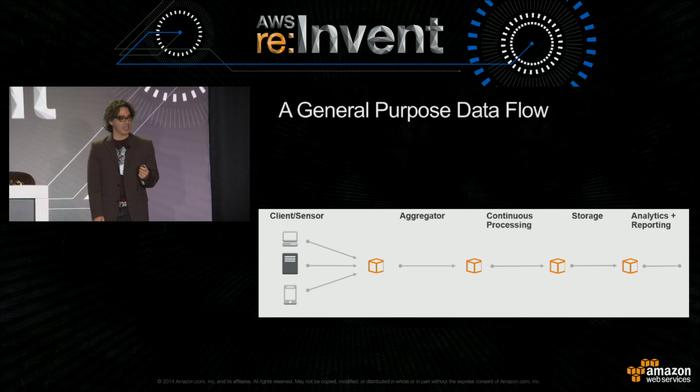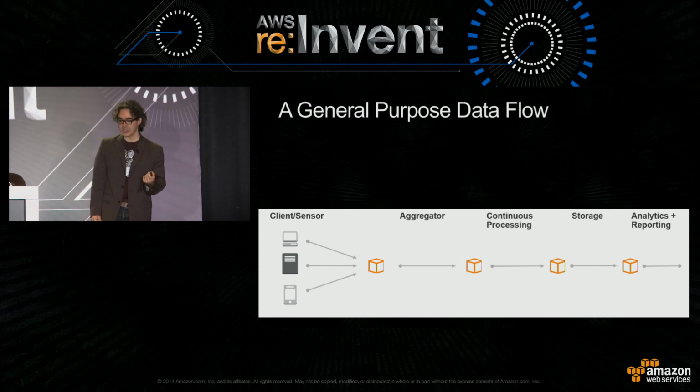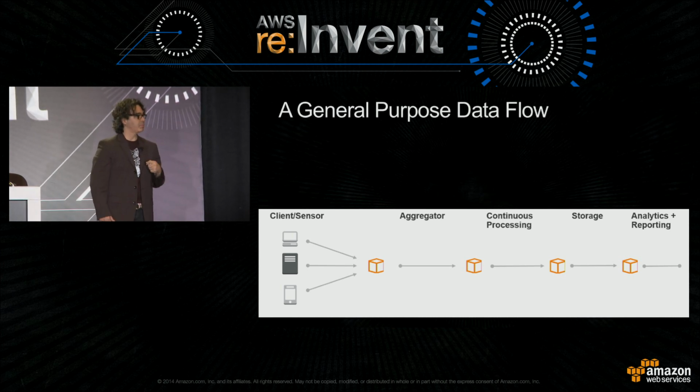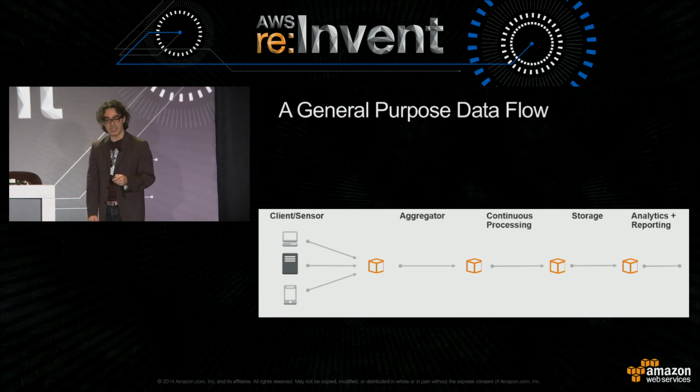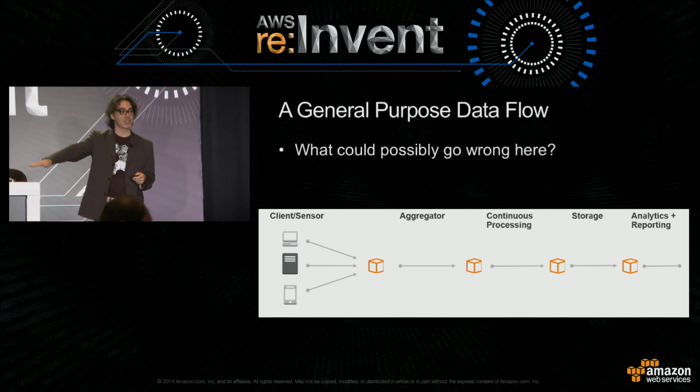That information is being continuously processed, and it's being stored for other downstream or batch processing in durable services that are tapped into by other analytical services. So the whole purpose of today's session is to ask some tough questions. What could possibly go wrong, basically, at any of these points here?